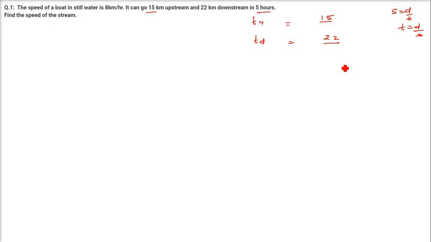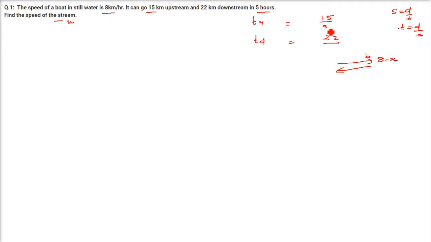When the boat is going upstream, that is, this is the direction of the boat and this is the direction of the stream, so the speed will be less. That means the speed of the boat in still water will be less. Why? Because the stream is going against the water. So if we assume that the speed of the stream is x and the speed of the boat is 8, this will be 8 minus x, right? We have to subtract this x from the speed of the boat.